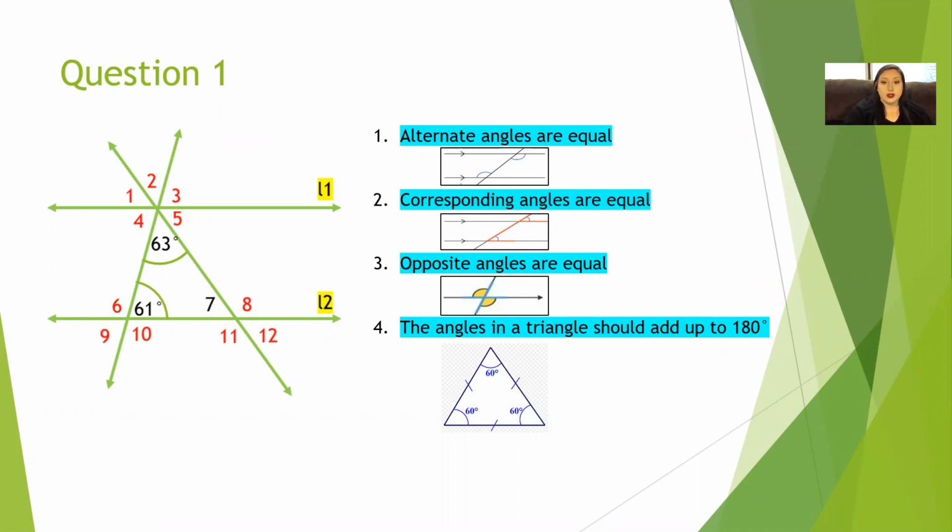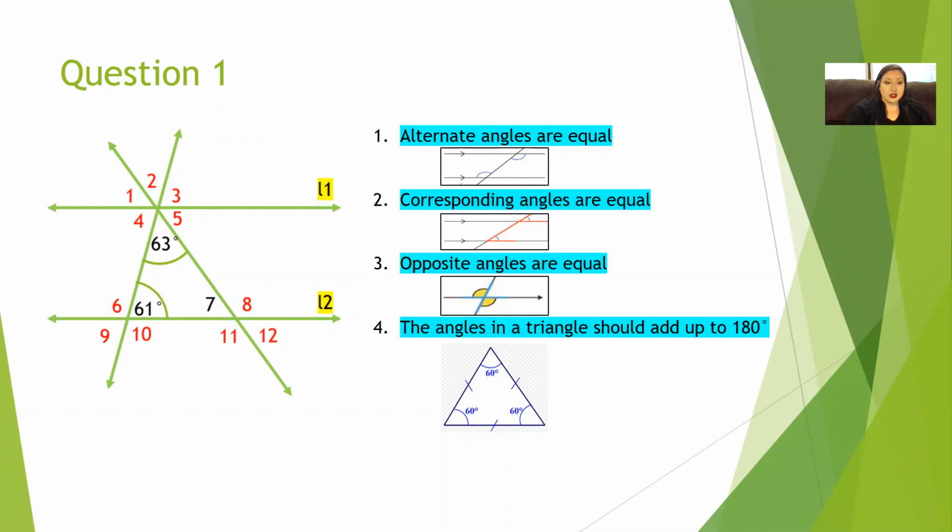The first rule is that alternate angles are equal, and as you can see in the image right here, those are alternate angles. Corresponding angles are also equal, which is our second rule, and this is the image right below it. Opposite angles, which is rule number 3, are also equal. And the angles in a triangle should all add up to 180 degrees. With knowing this, we can begin finding the angles.